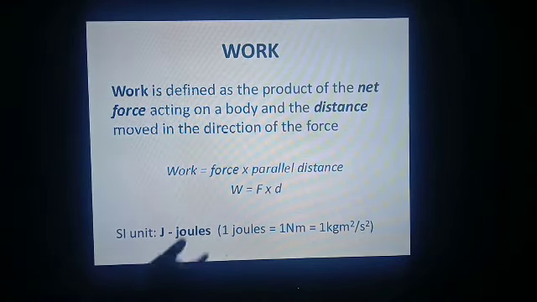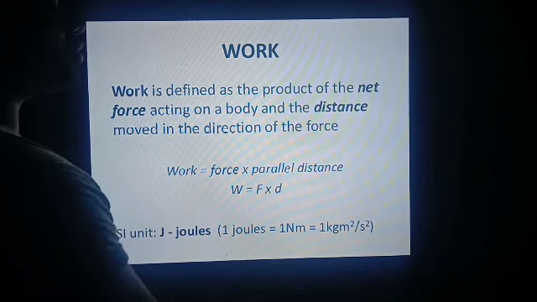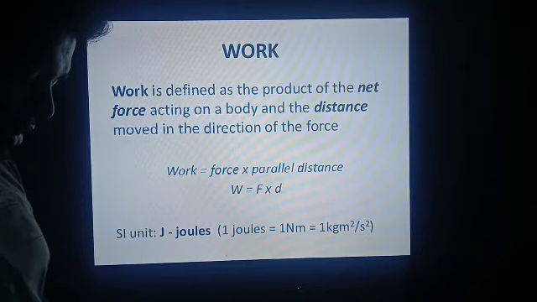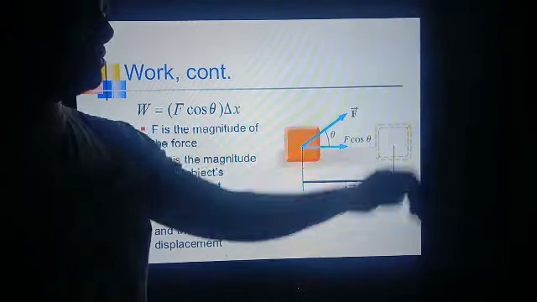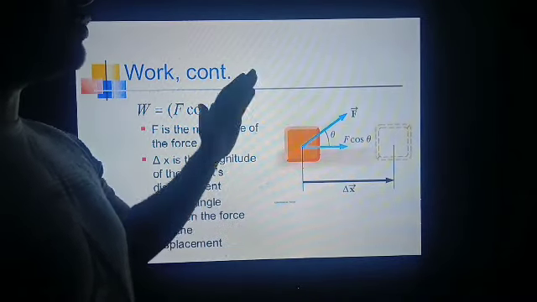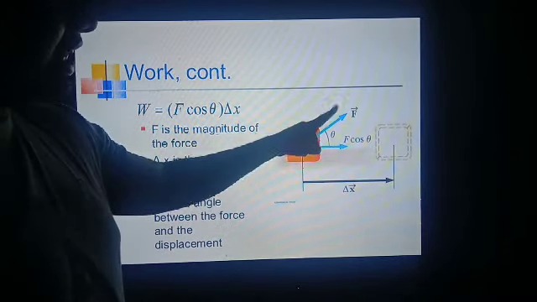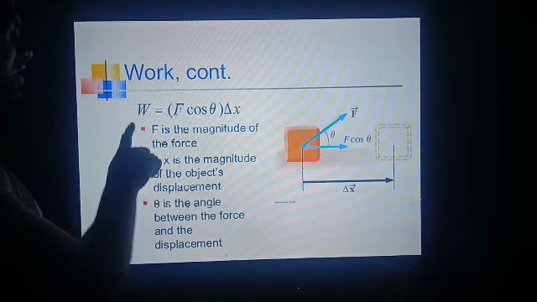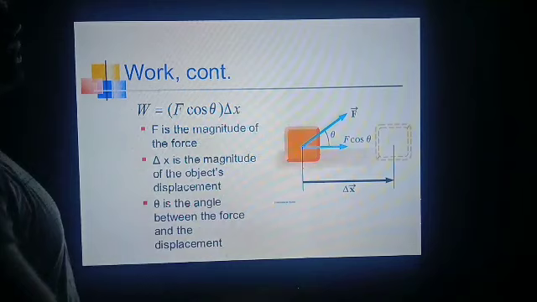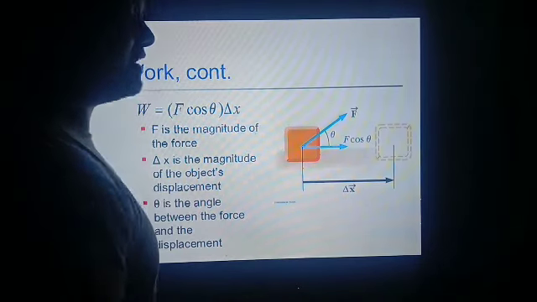Now what is the SI unit of work? The SI unit of work is joule. 1 joule is equal to 1 Newton meter. Now suppose that the force does not act parallel, meaning the force does not act in the direction of displacement. Force is acting with the horizontal at an angle of theta. Then the work is equal to F cos theta into delta x. Delta x is the displacement.